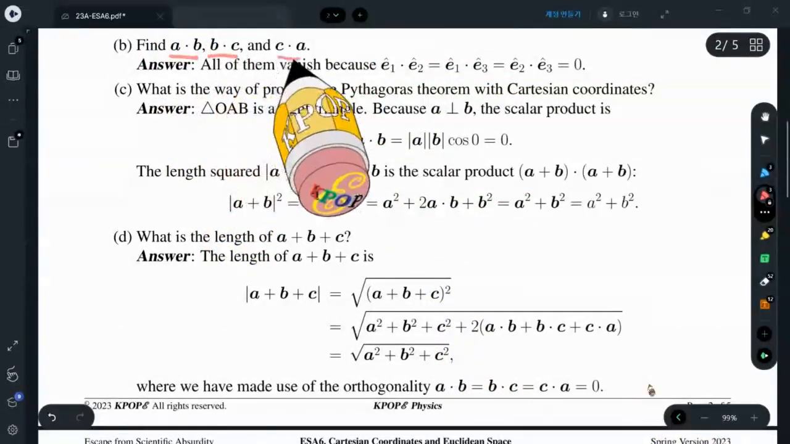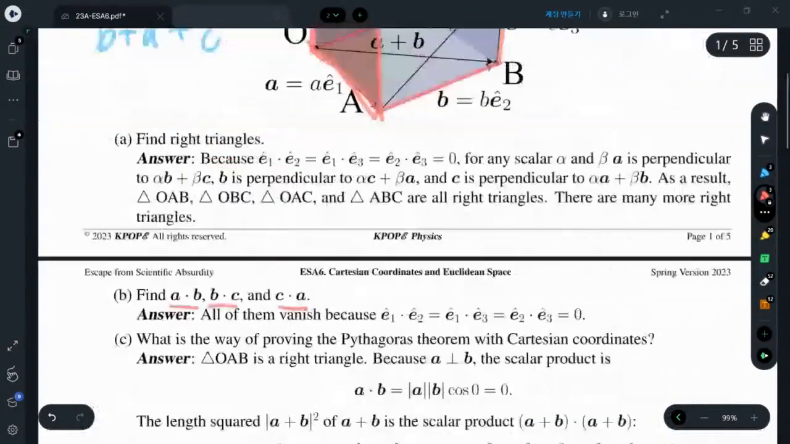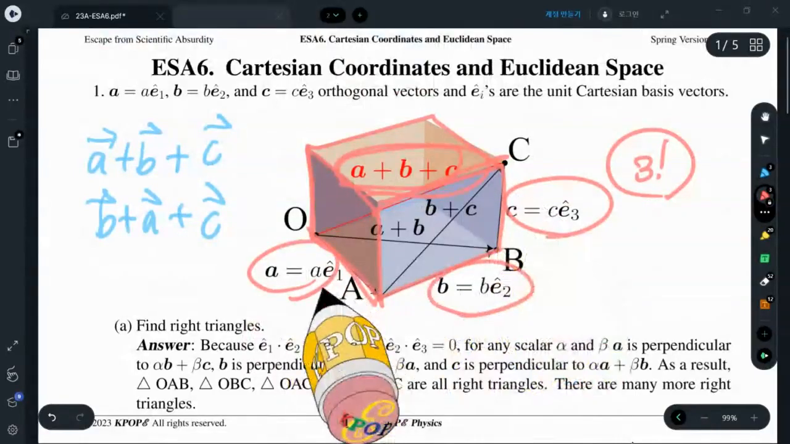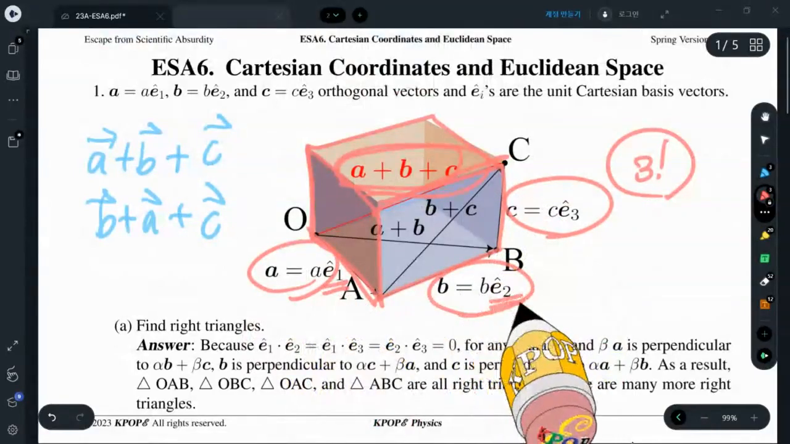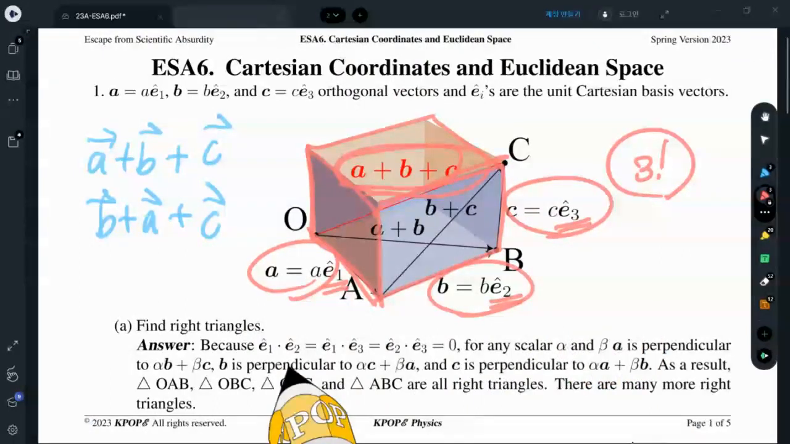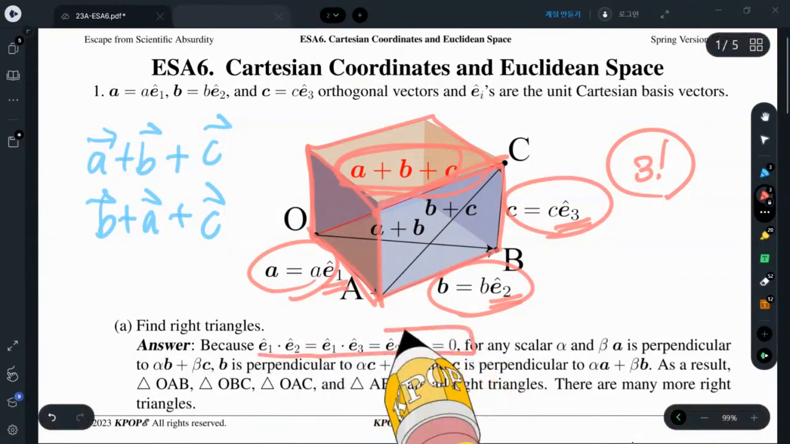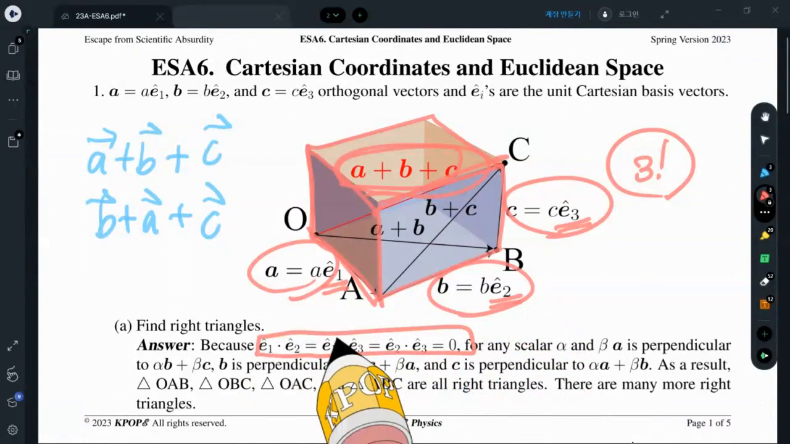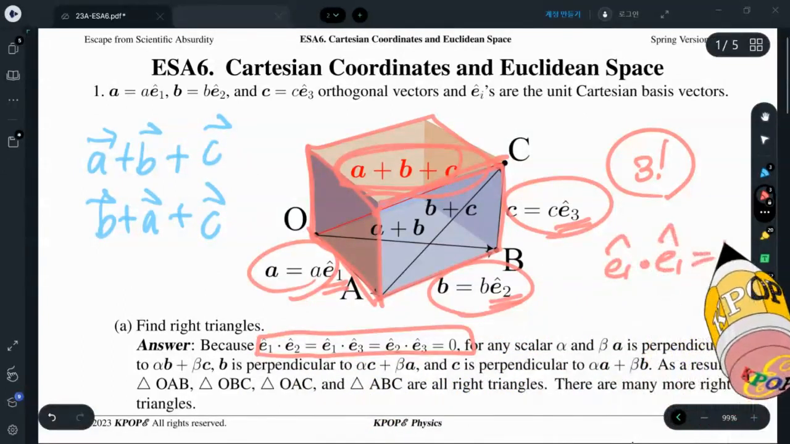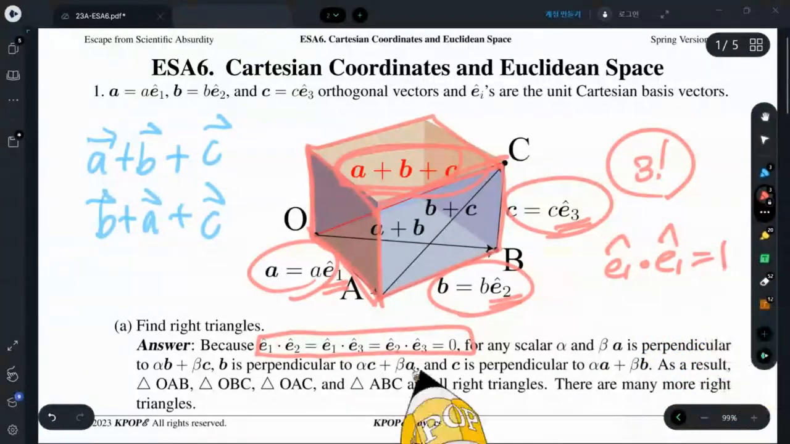Now the scalar products: A with B, B with C, C with A. Aha, A, B, C are parallel to e1, e2, and e3, the unit basis vectors of the Cartesian coordinate system. The scalar product must vanish for any pair, except that a basis vector has a scalar product with itself. That is one.